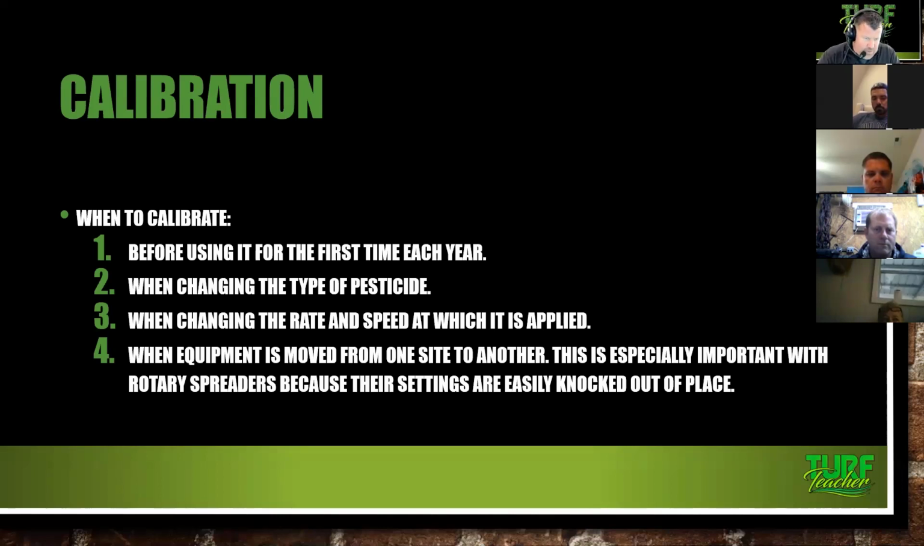And then here, this is what throws me off a little bit and comes from our core manual. When equipment is moved from one site to another, it's especially important with rotary spreaders because their settings are easily knocked out of place. Why does that happen? Why do our push spreaders get knocked out of calibration? Bouncing around in the back of that truck. Yep. They need to be secured. They are the first ones to lose that calibration. And I love the push spreader.